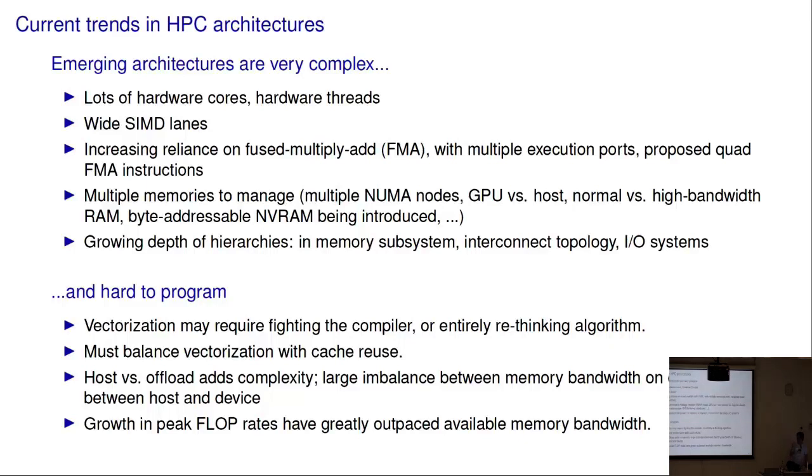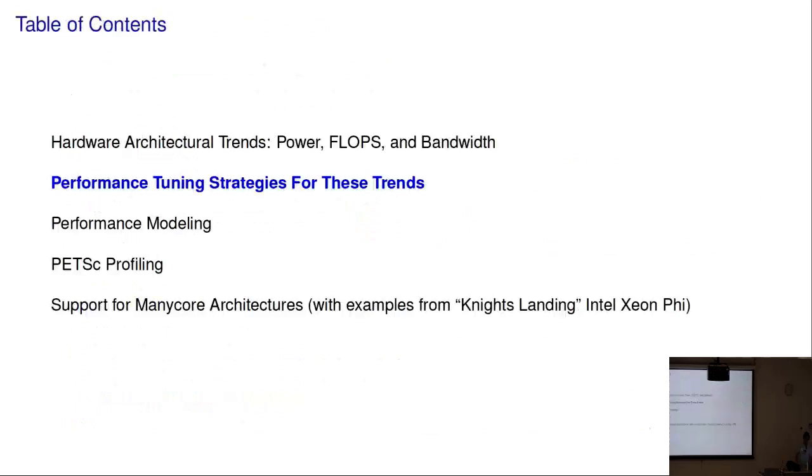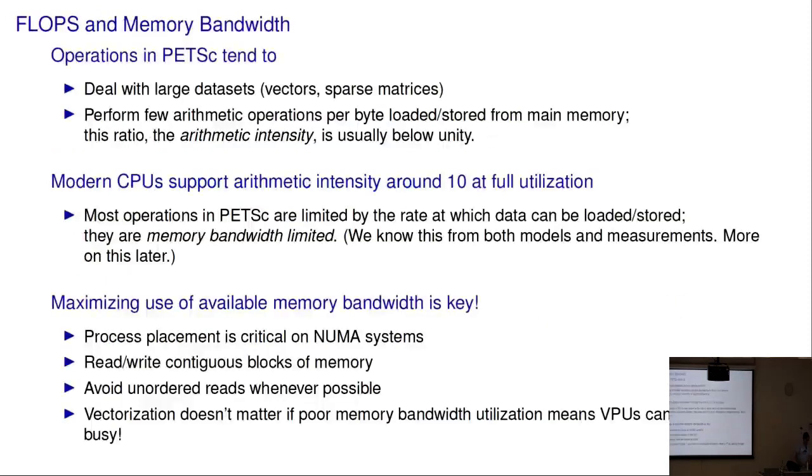There's also the host versus offload complexity, and part of the power consideration issues is this growing imbalance between the memory bandwidth on a device versus between the host and the device, and basically the balance in flop rates. The growth in peak flop rates has greatly outpaced the available memory bandwidth. So I'm going to talk about some performance tuning strategies for dealing with these trends.